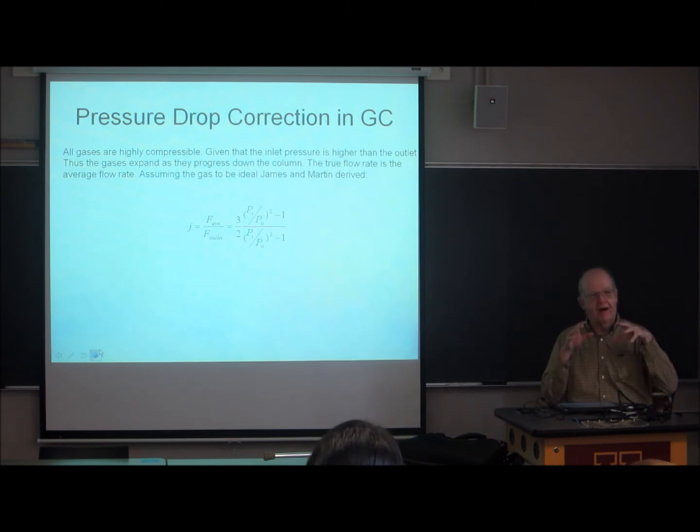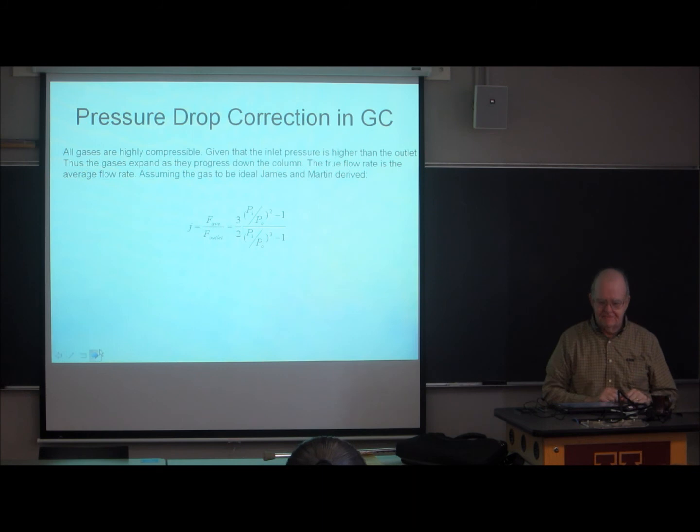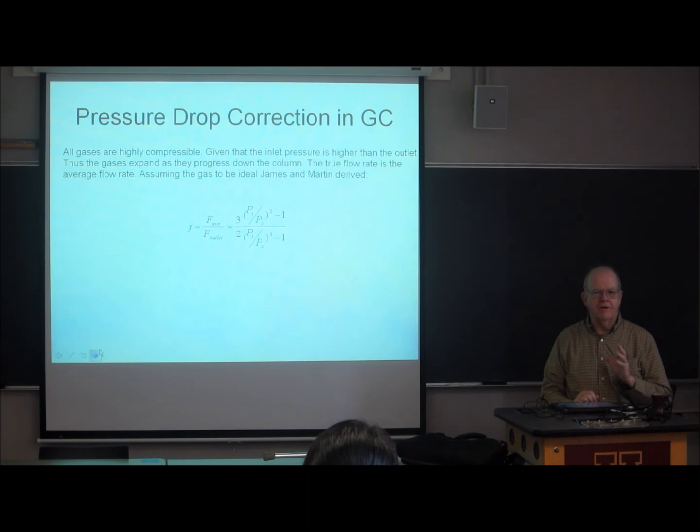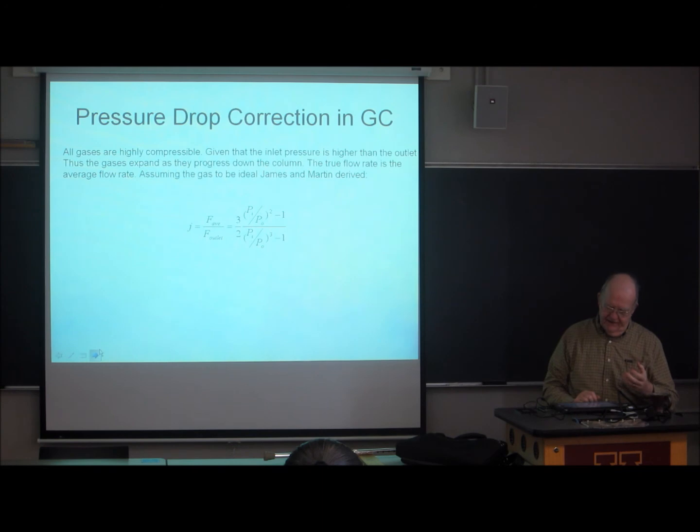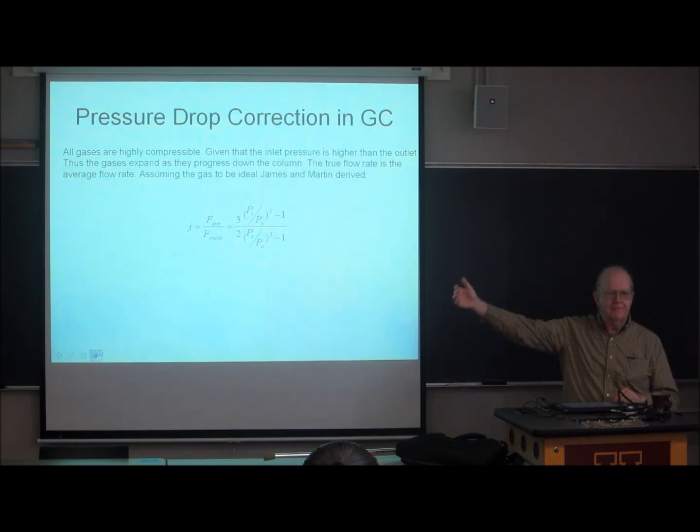But GC's got a problem that LC doesn't have. The mobile phase in liquid chromatography is essentially non-compressible. But the mobile phase in GC is an ideal gas, and an ideal gas is a very compressible thing. You've got a pressure drop along the column, in a packed bed or an open tube. You measure your flow rate generally at the exit of your column.